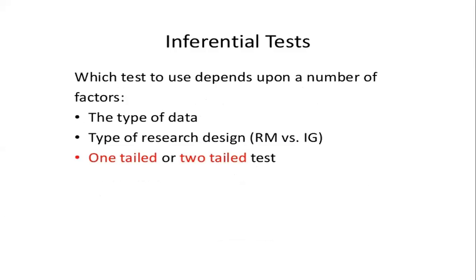In inferential tests, which test to use depends on a number of factors. After you write your hypothesis, you have to decide what type of inferential test you are going to use for testing this hypothesis. That depends on the type of your data. I explained in my first lecture, the first day, the measures of variables, nominal, categorical, right? And the type of research design, whether it is descriptive or correlational, and one tail or two tail. I will explain what one tail and two tail are when I'm talking about the t-test, right?